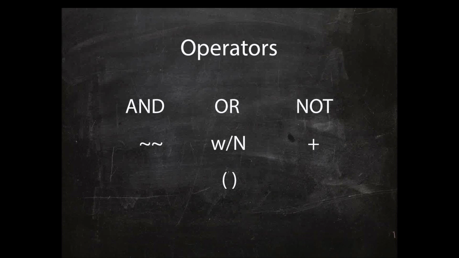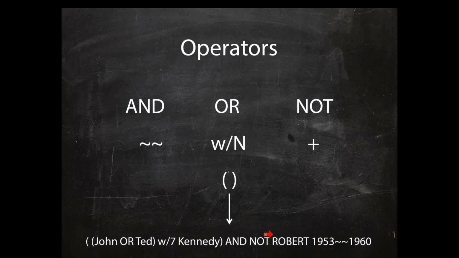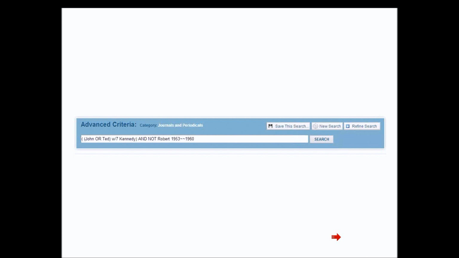And lastly, all of these operators can be combined and put in order using parentheses. Again, for those mathematically inclined, think back to your order of operations. The stuff in the parentheses happens first. So let's say I want to come up with a really complicated search. I want to search across all journals where John or Ted appears within 7 words of Kennedy, and doesn't include Robert, and has a number between 1953 and 1960 in it. So that's what that string would look like.